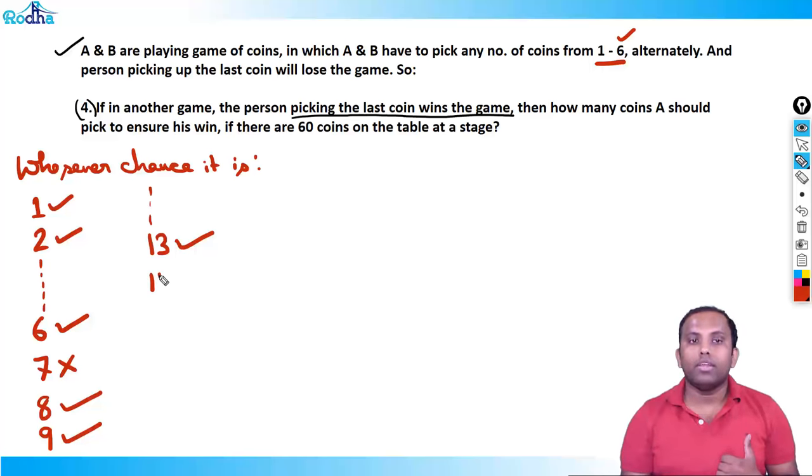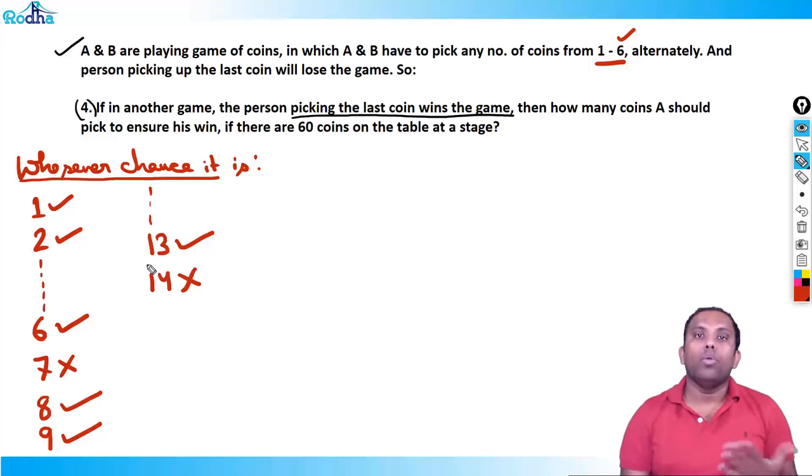Again, 14 is not a favorable number for me, because if there are 14 coins on the table, I know that if I pick 1, there will be 13 coins. And if there are 13 coins, you will win the game, because you will bring the game to 7 for me. So all these ticked numbers, whosoever's chance it is, will always win the game. At all the numbers, you will win the game. So if it is my chance and there are 14 coins on the table, I'll always lose the game. This goes on.